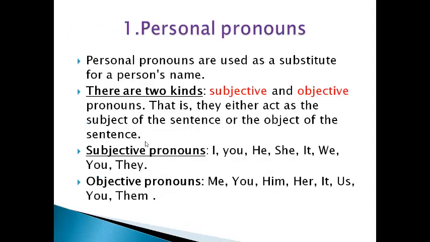First, personal pronouns. Personal pronouns are used as subjects. Generally in a sentence we use them as subjects. That is the first category. As in a table, first we mention I, you, he, she, it, we, you, they. These are all subjective pronouns. That means they are used as the subject in a sentence. In sentence structure, we know that it is subject plus verb plus object. What is the subject? The subject is the doer of the action. The object is the receiver of the action.